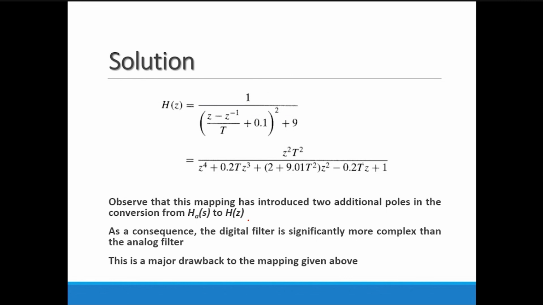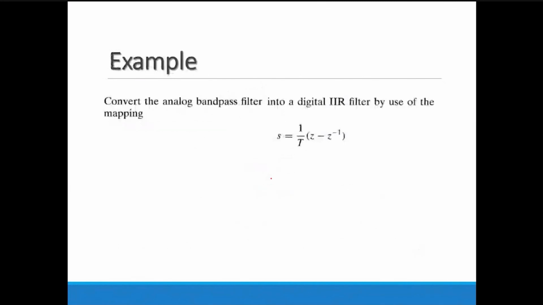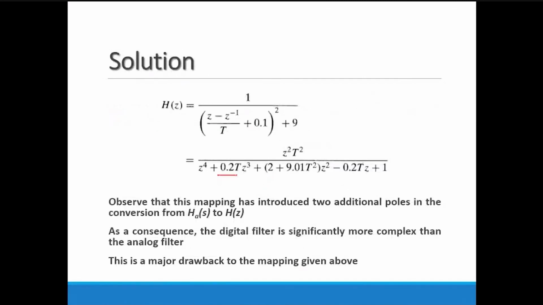So compared to the previous equation, what happened? In that equation you are having 2 poles only, but here you are getting 4 poles. This equation has 4 poles. So you say that using this mapping function, it introduced 2 additional poles in the conversion. If I'm using this particular mapping function, it adds 2 more additional poles in the digital filter compared to the previous mapping.